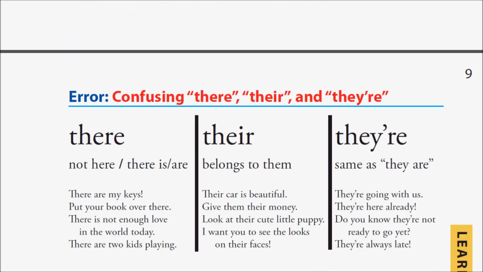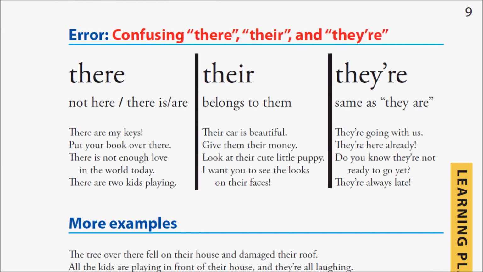All right, let's move on. Here we go. Now here's the big one. This is the big one, confusing "there," "their," and "they're." Each one of these is pronounced exactly the same. They sound exactly the same, and this is the big one. This confuses more people than any other confused words, especially this "there" with this "their." It's just all over the place.